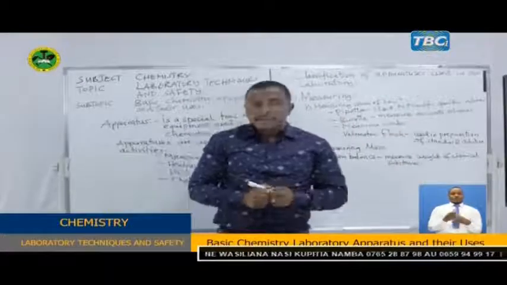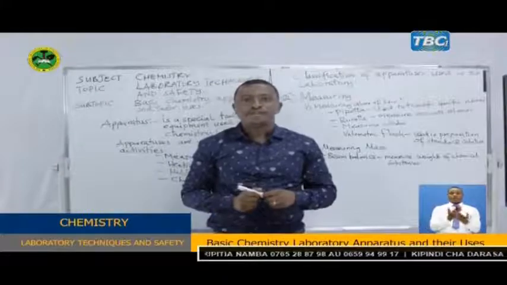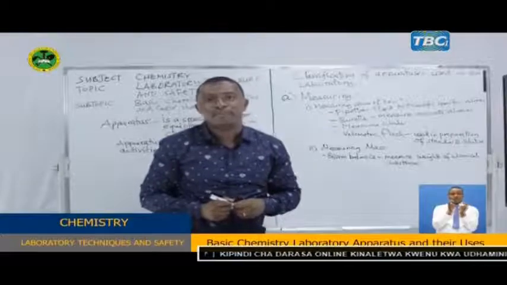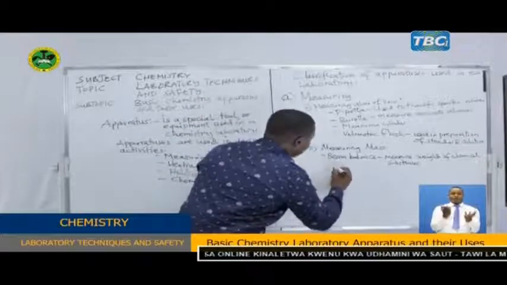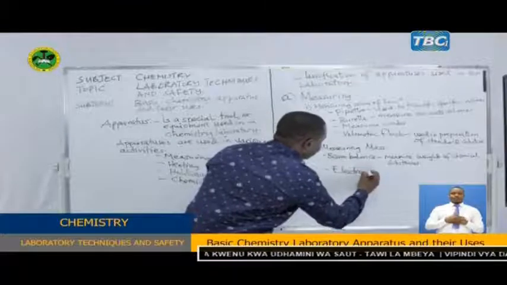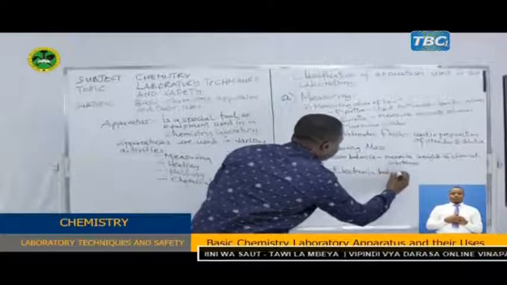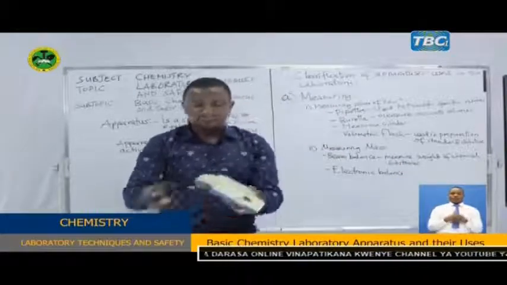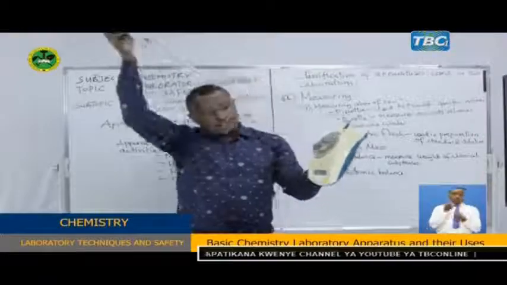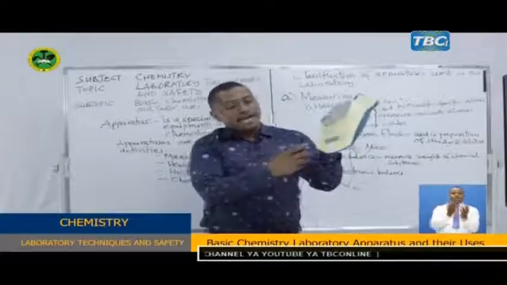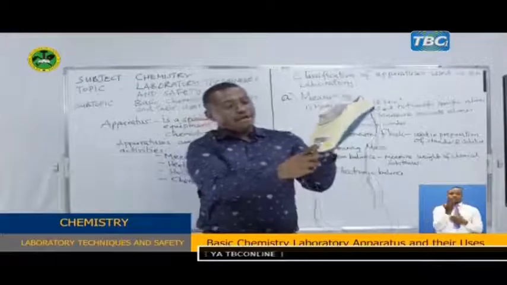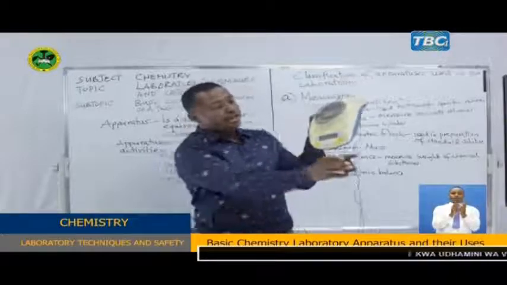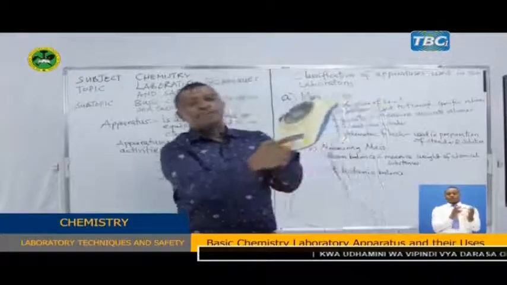We also have the other apparatus used for measuring. It is known as an electronic balance or a digital balance. Dear students, it's this one here. You can see it. It has a display screen here, and it has a connection with electricity. So when it is plugged into the socket, it gives out a reading.